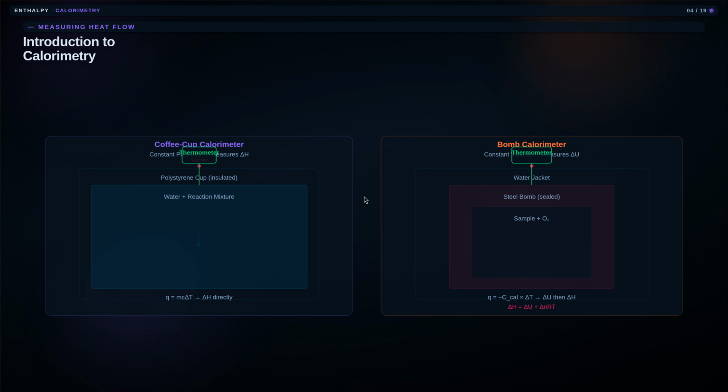Specific heat capacity is the amount of heat required to raise 1 gram of a substance by 1 degree Celsius. Water has an exceptionally high specific heat capacity of 4.18 joules per gram per degree Celsius, making it excellent for calorimetry. Calorimetry allows us to determine delta H for reactions by measuring temperature changes in a known mass of water.